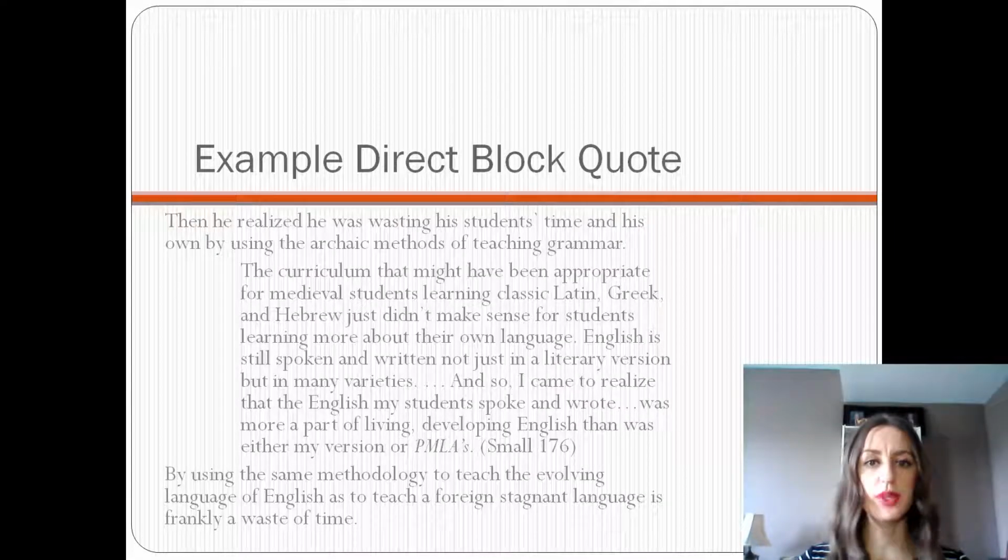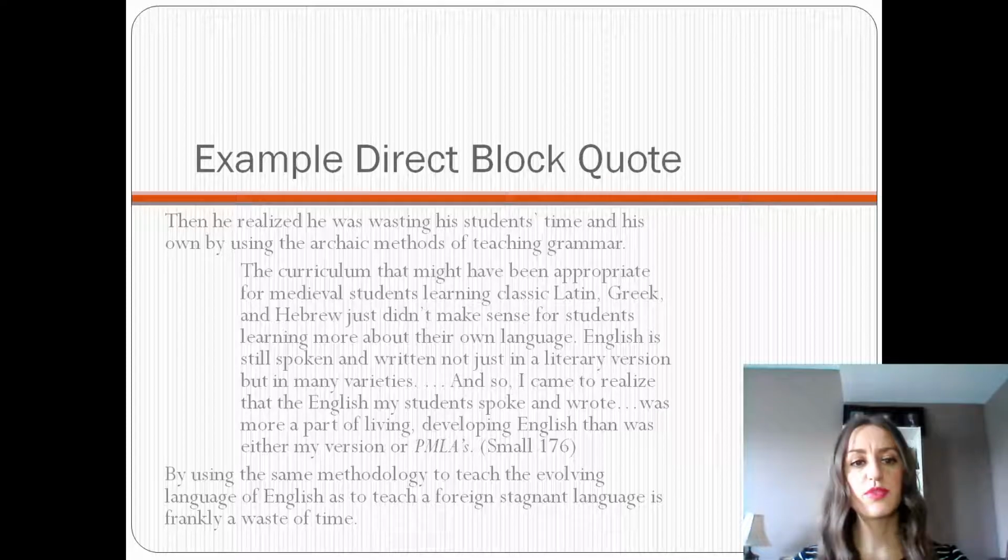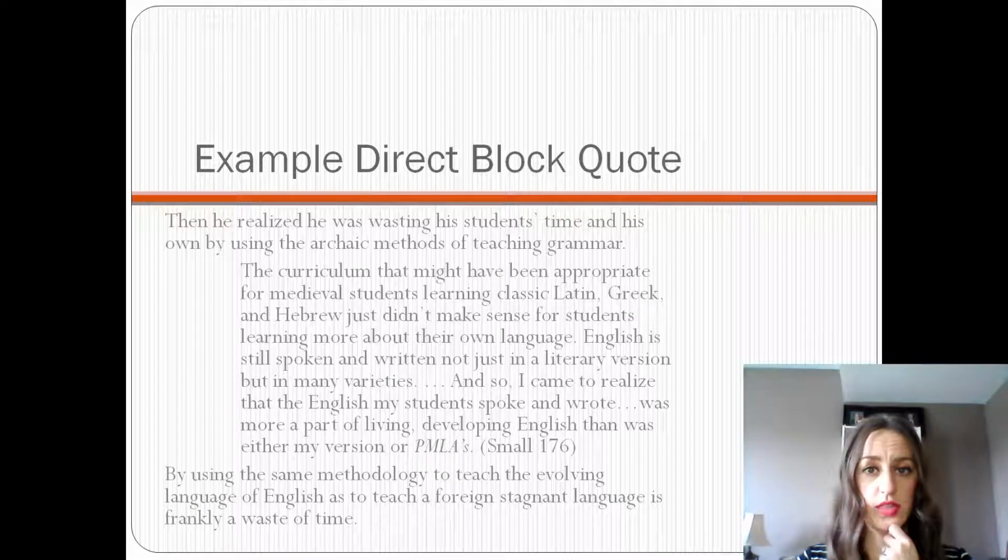Okay, here's an example of a block quote. So this is a direct word-for-word quote that is longer than 4 lines. Okay, so I just want to point things out. The sentence before, then he realized he was wasting his students' time and his own by using the archaic methods of teaching grammar. There's a period there. There also could have been a colon. That would have been technically correct. A comma would not have been correct.